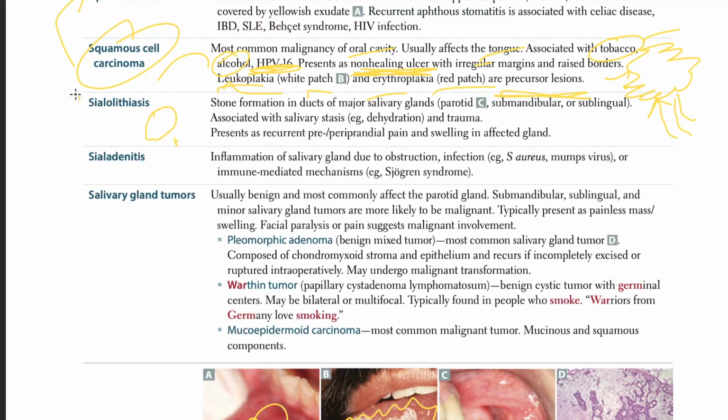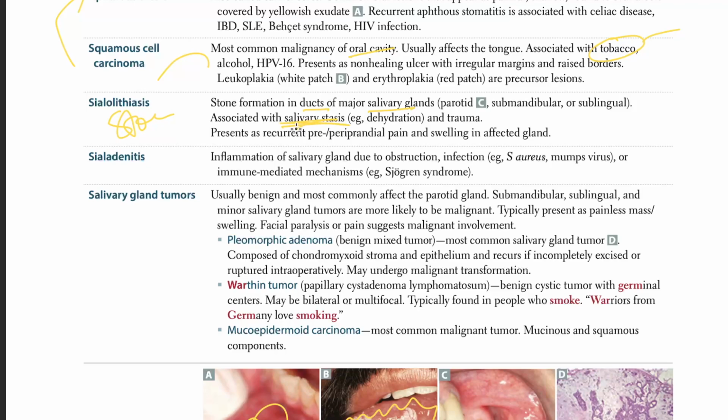Awesome. Coming to sialolithiasis. Sialolithiasis is the stone formation in the ducts of the major salivary glands. For example, which is the major? Parotid is the major salivary gland. Then you have the submandibular. Then you have the sublingual. It is associated with salivary stasis, like dehydration and trauma. So you have dried salivary secretions in the salivary gland duct. The duct has dried so much that it formed a stone.